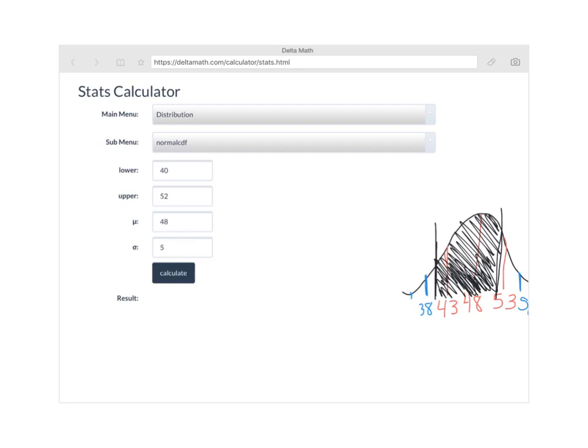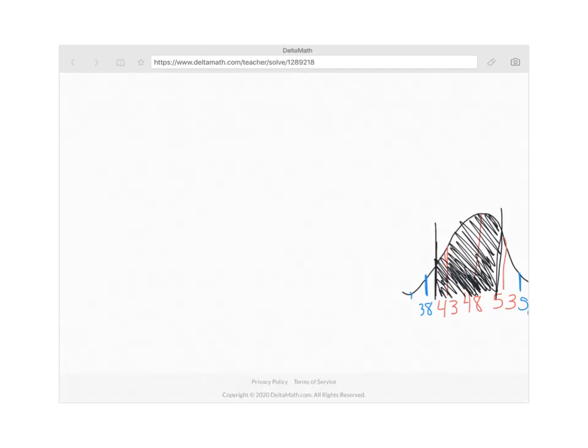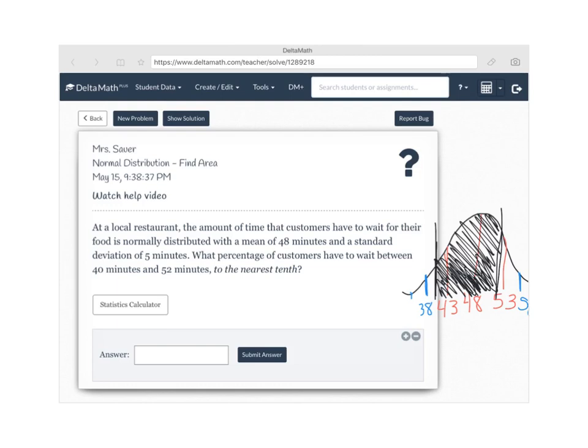And I'm going to press calculate. So this one says to the nearest tenth again. And then this one actually says what percentage of customers have to wait between 40 minutes and 52 minutes. And I'm actually going to go back and look at that now. So we'll just get back because I think that's good, and it will throw off your answers and be frustrating. Come on. Hopefully I didn't go back twice. Okay, good. So this one says what percentage to the nearest tenth.